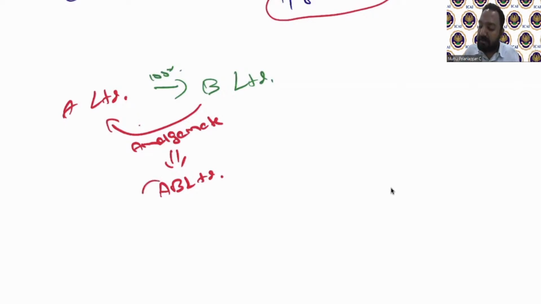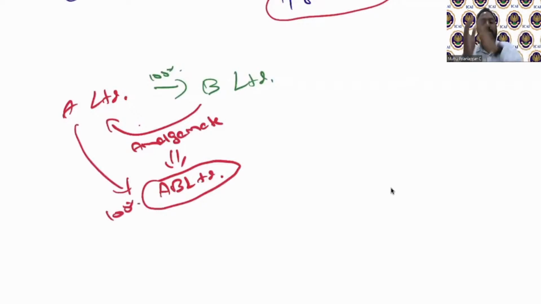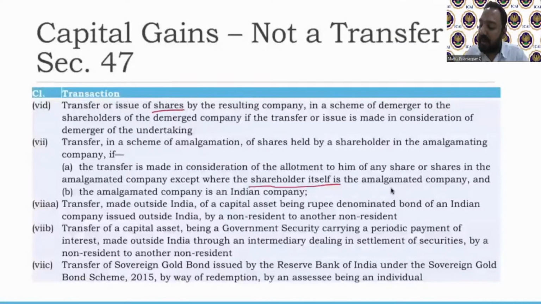Now, once it becomes AB Limited, A will still remain the shareholder of this, right? Whatever is held in B now comes to A Limited itself. So the shareholder itself, they are issuing for themselves. They can't do that, right? So that's why they say the transfer is made in consideration of the allotment of any share or shares in the amalgamated company, except where the shareholder itself is the amalgamated company. So in this case, the shareholder A Limited only is now the amalgamated company. So now they cannot issue shares for themselves. So ignore that alone.